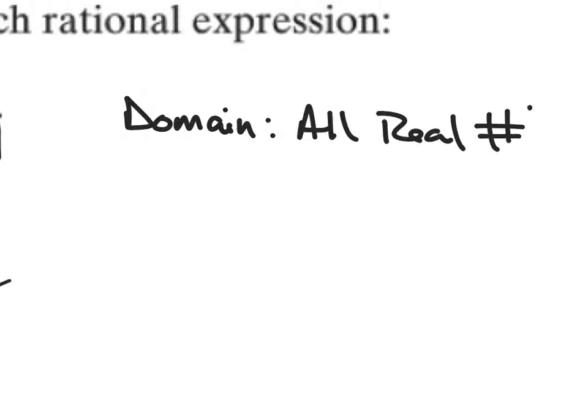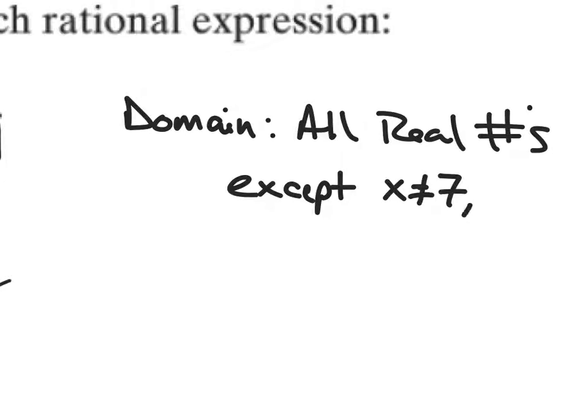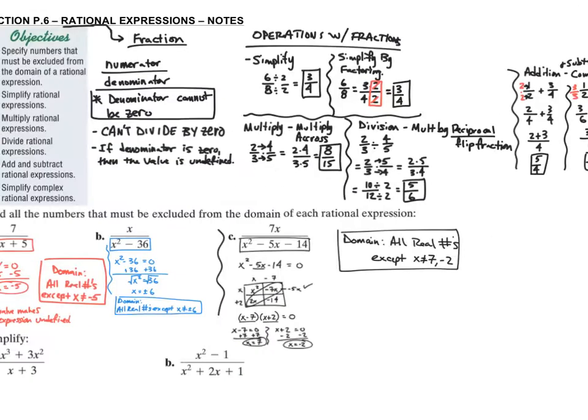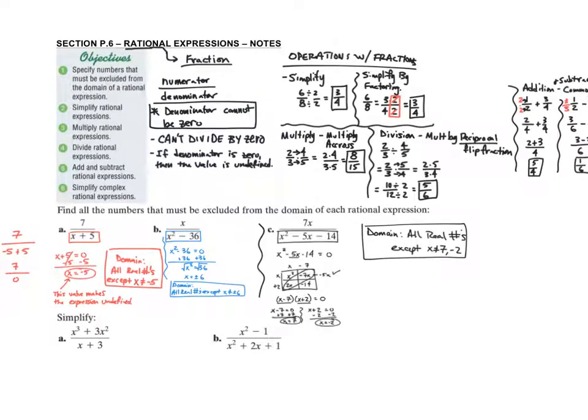So what I would say is that my domain is going to be all real numbers except x equals +7, or x cannot equal 7 and -2. Okay, so that's how we would write that. That's how we want to write our domain. Okay, so pretty straightforward. Now, this is the reason why we need to know how to factor, because if we know how to factor something, we can solve these equations.